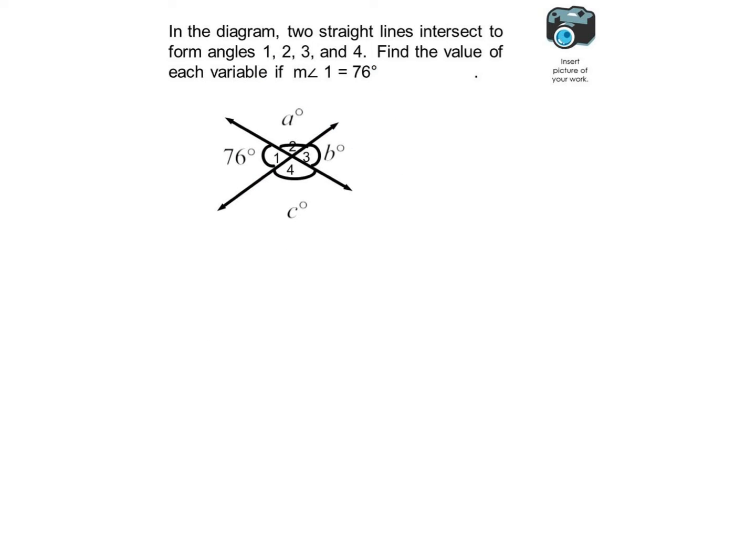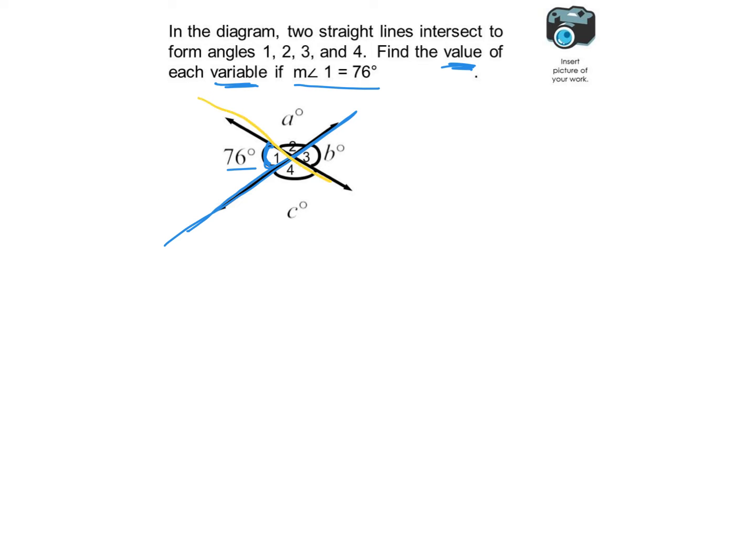Okay, in the diagram, two straight lines intersect to form angles 1, 2, 3, and 4. Find the value of each variable if measure of angle 1 equals 76 degrees. So measure of angle 1 is this one. They already tell you it's 76 degrees. They tell you these are two straight lines. So I'm going to use my two different colors.